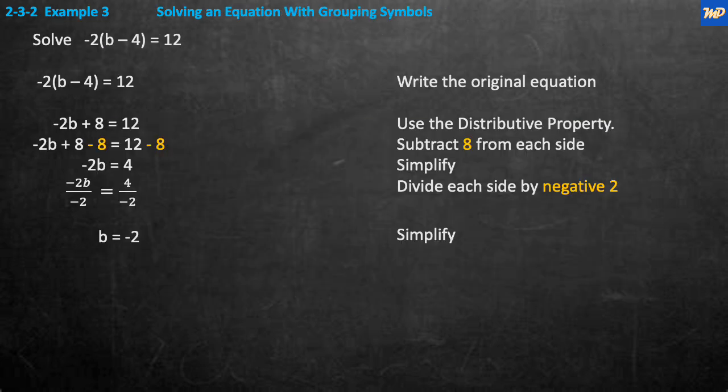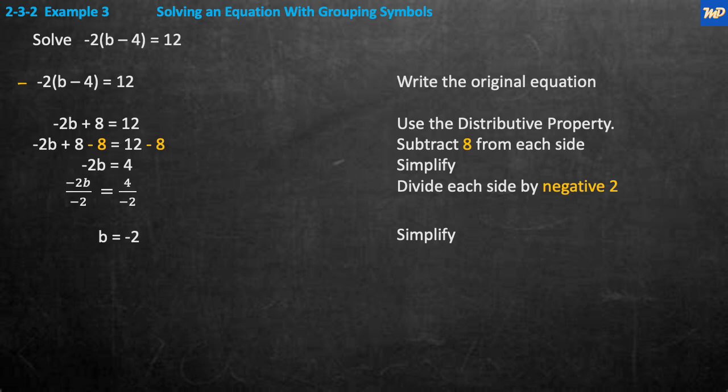Okay, example 3, solving an equation with grouping symbols. It says solve negative 2 times the quantity b minus 4 equals 12. The negative 2 times the quantity b minus 4 is certainly the distributive property in play here. We're going to multiply each term inside the parentheses by the negative 2 to remove the parentheses. So the first thing we're going to do is rewrite the equation. We always do. Negative 2 times the quantity b minus 4 equals 12.